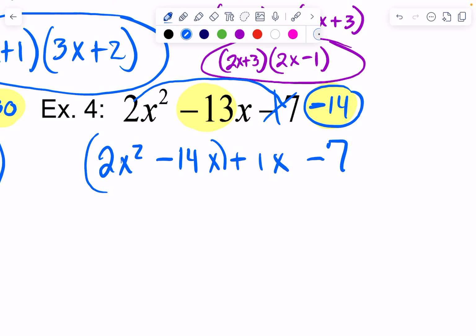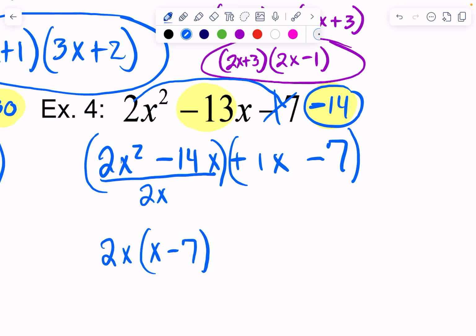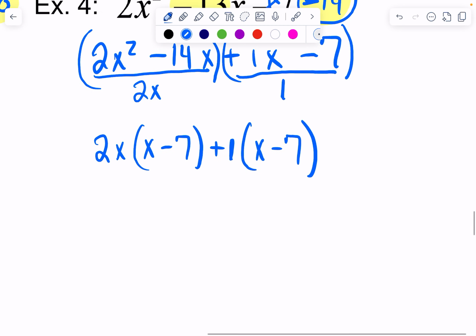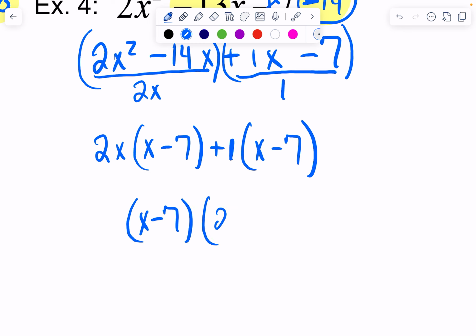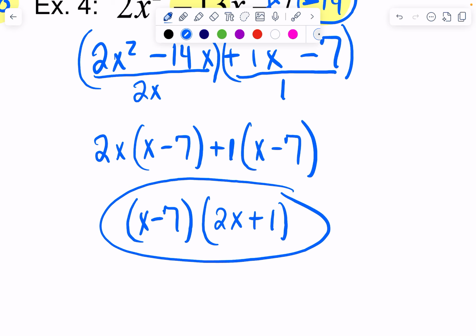So we're going to go ahead and group because we just created a 4-term polynomial. I'm going to factor out my GCF of 2x here, leaving me with a leftover of x minus 7. And I've already got an x minus 7 binomial here. They're identical. When they're already identical, you can always factor out a 1. So I factor out a 1 from here, leaving me with x minus 7. And now I can factor by grouping. I factor out my x minus 7, and I am left with my binomial of 2x plus 1. And there you have it.